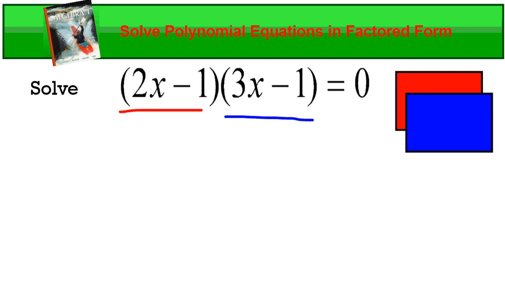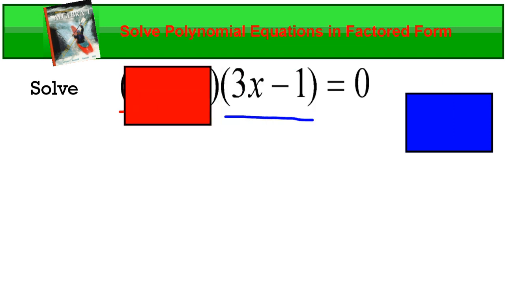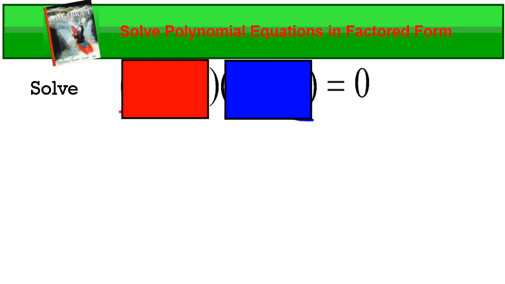What about one like this though? So I can't just look at it. I'm actually going to have to solve it. So let's go back to our core concept. Red thing times blue thing equals 0, our zero product property.